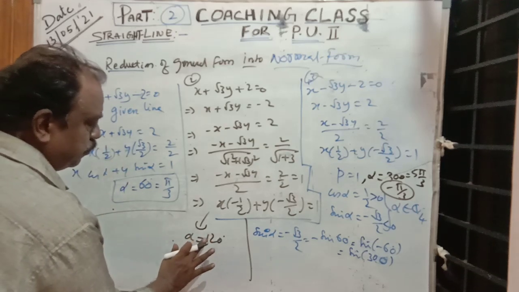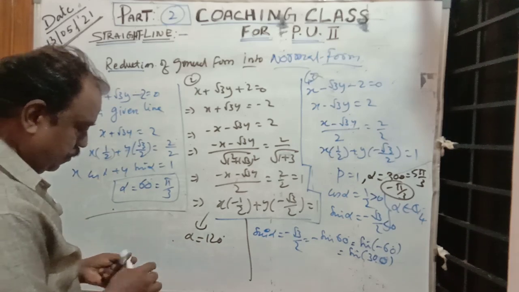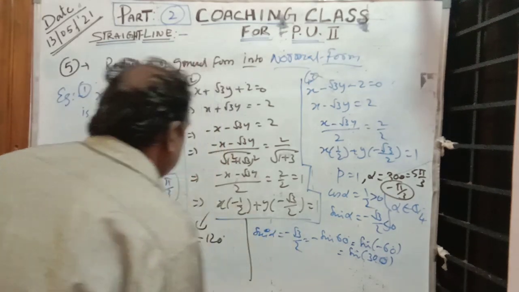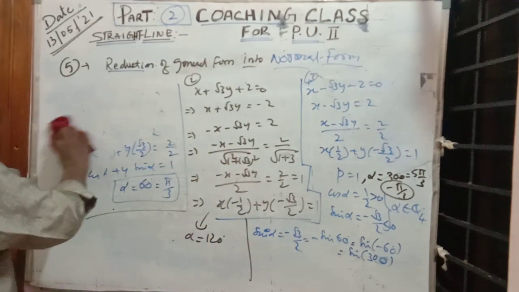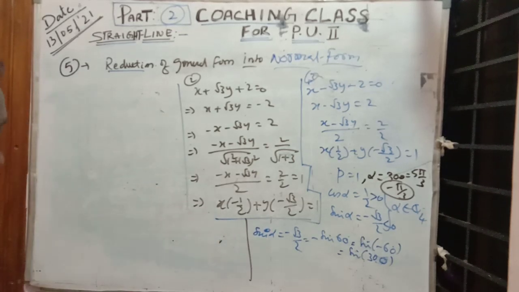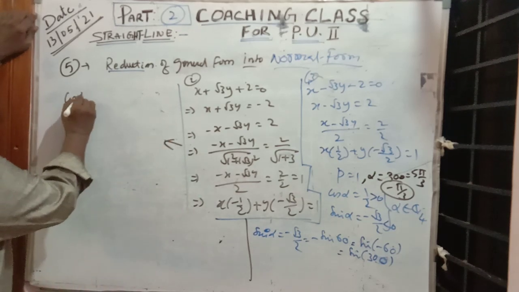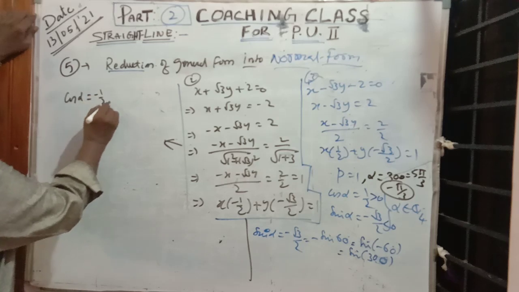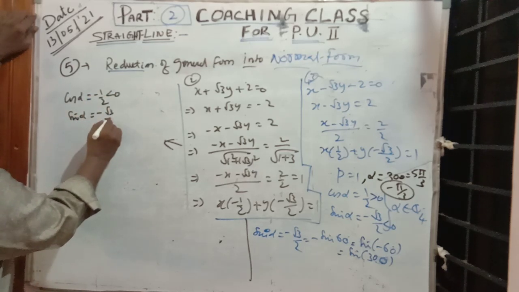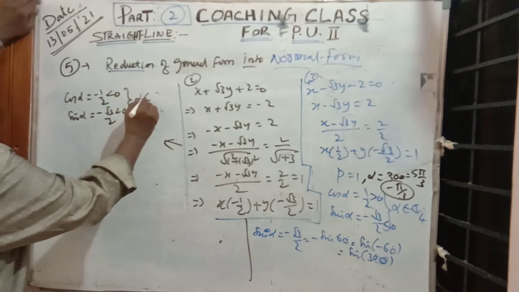I will tell again. Here in the calculation, I think I made some mistake. Observe it. Here cos alpha is equal to minus 1 by 2, it is negative. Sin alpha is also minus root 3 by 2, also negative. Here alpha belongs to Q3.